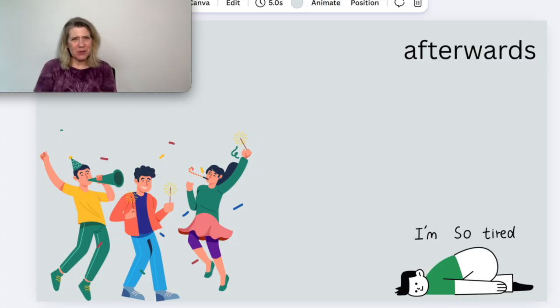Afterwards. Afterwards talks about a timeline. Something happened and then afterwards something else happened. It almost implies there's a cause and a result.